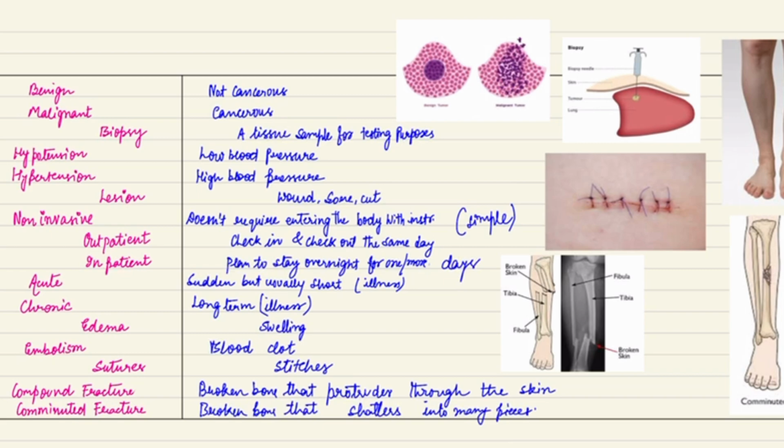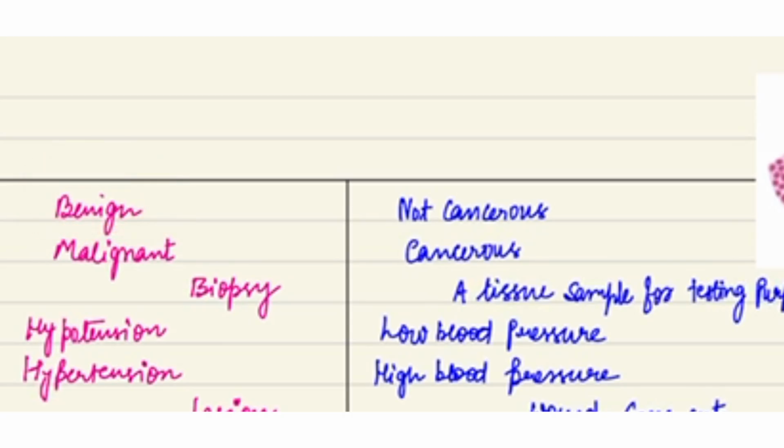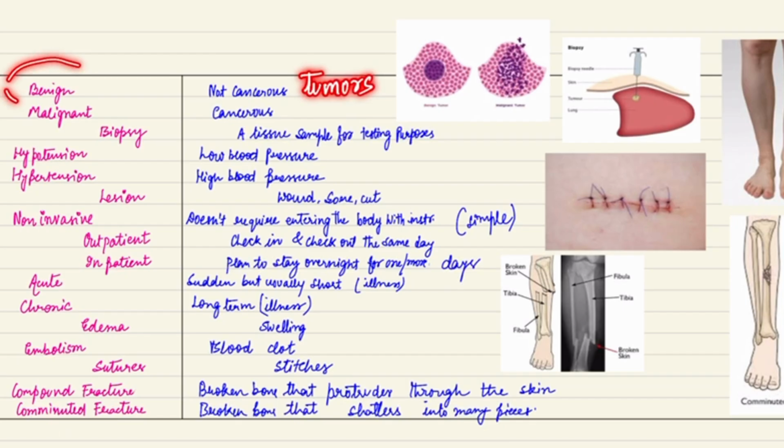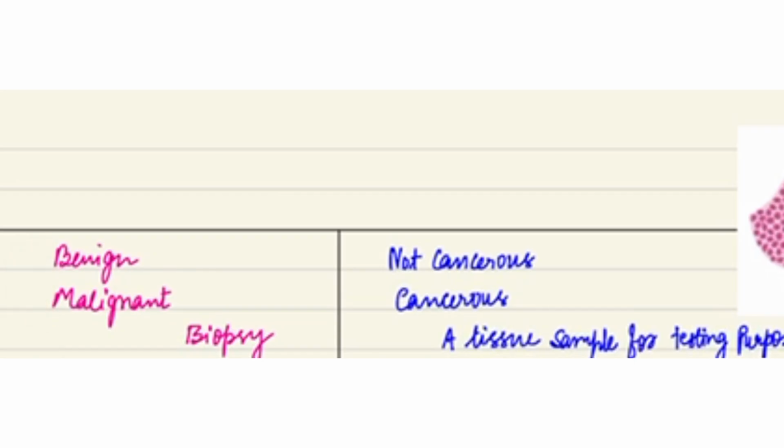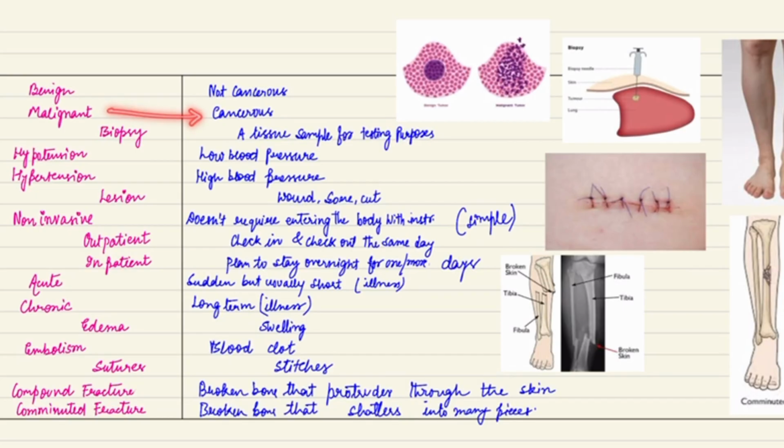Our first word of the day is benign. All types of tumors which are not cancerous are termed benign. The opposite of benign is malignant. Malignant tumors are cancerous, and they can spread in your body from one place to another. Benign is something which is confined to a particular place. So these two words need to be learned together to make them easy to understand.